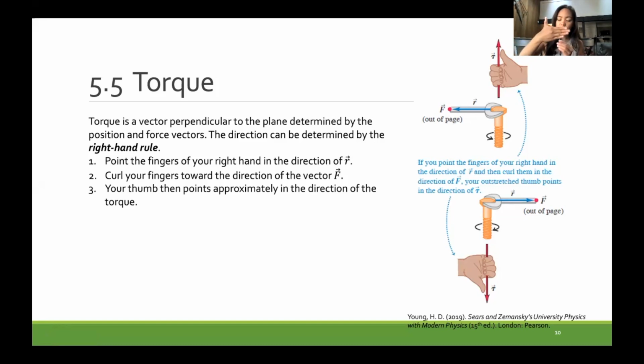So I want you to imagine your wrench, the handle of your wrench. So this is the handle of your wrench. And then you push your wrench so that you will rotate your screw. So push. And then if you do that, there will be a rotation and the torque will be up. So the screw will now go up.